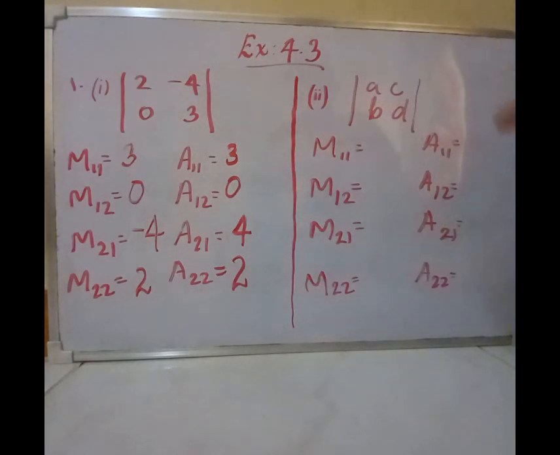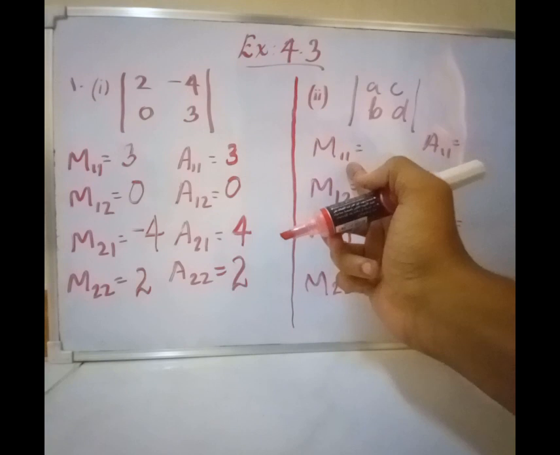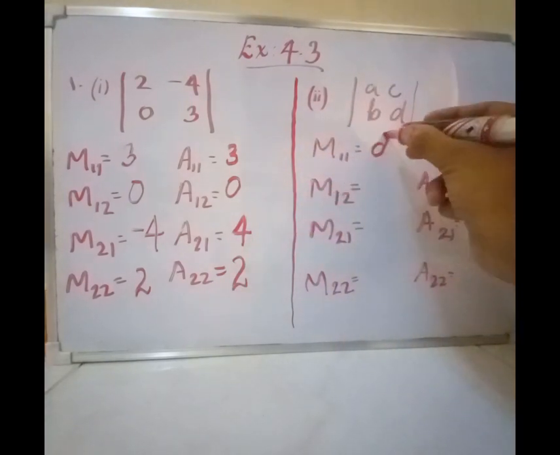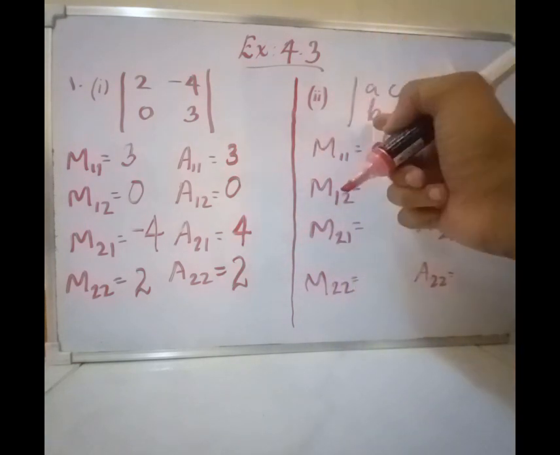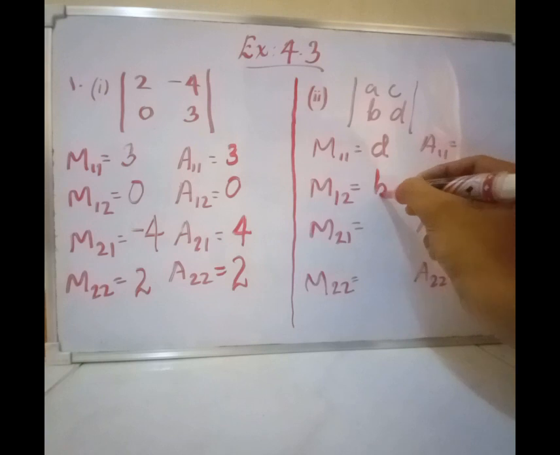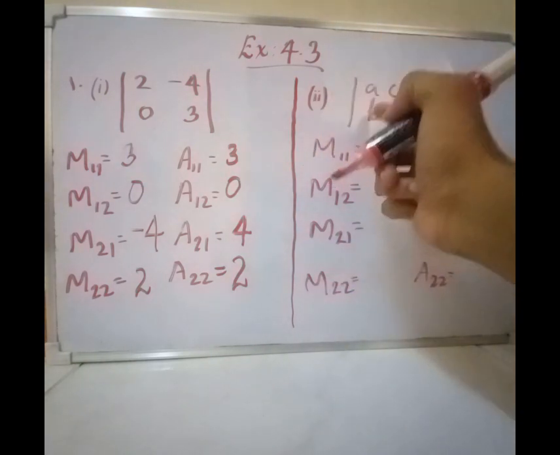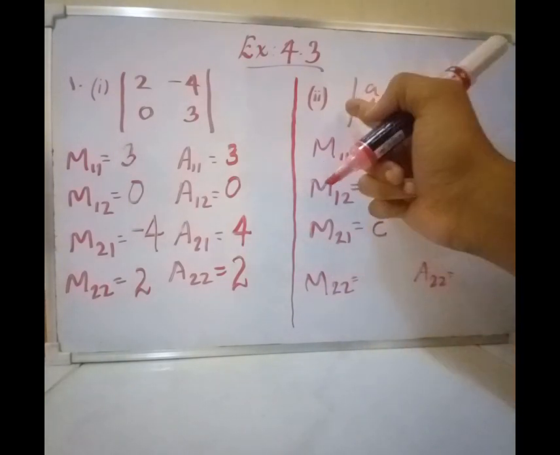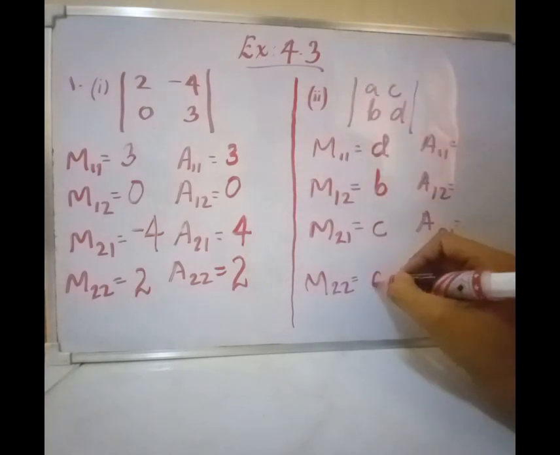Now let's check the second sub question. Here also it's very simple to do. M11, cancel out the first row and first column. So what's left out is D. M12, cancel out the first row and second column. What's left out is B. Then M21, cancel out the second row and first column. Left out one is C. And the last one would be M22, cancel out the second row and second column. The left out one will be A.